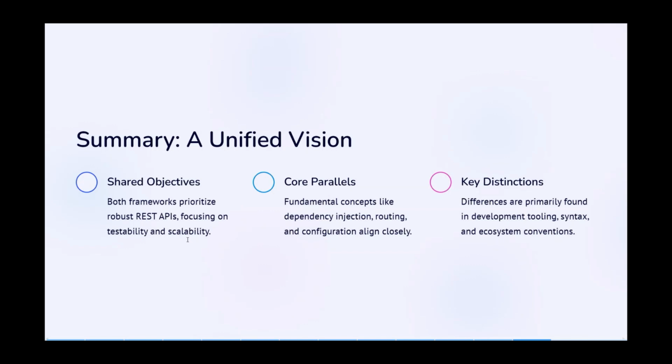As a summary, if we analyze these two frameworks, they have a unified vision. Both frameworks prioritize building robust APIs while keeping the core principles like dependency injection, routing, and configuration aligned closely. The key differences that I see within these two frameworks are development tooling, syntax, and ecosystem conventions. If we can overcome these things, a developer would easily be able to develop using these two frameworks without any issue.